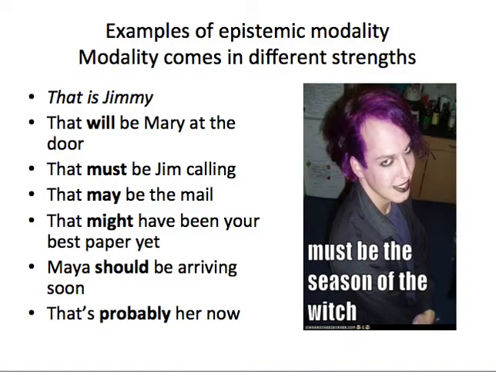Here's some examples of epistemic modality and the differing strengths. So we can say, for example, that is Jimmy at the door, not Tony this time, but Jimmy. That is Jimmy. Well, we're not expressing any modality, we know for certain. That will be Mary at the door. That must be Jim calling. We're pretty certain. Less certain, that may be the mail. That might have been your best paper yet. Maya should be arriving soon. That's probably her now. And here we're expressing a modality through an adverb.